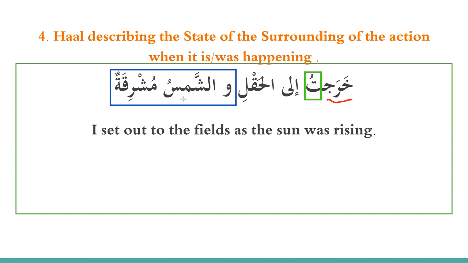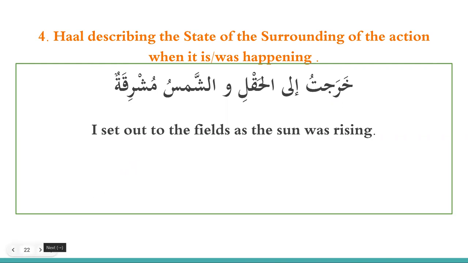This type of Haal is called jumla haliya. And this waw at the beginning of a jumla ismiya is called waw haliya. Though the original sentence is jumla failia, starting with a fail, this jumla ismiya is coming as the hal of this fail. So these are different conditions in which Haal describes different components of jumla failia, sometimes the doer, sometimes the maful bihi, sometimes both, and sometimes the surrounding of the action.